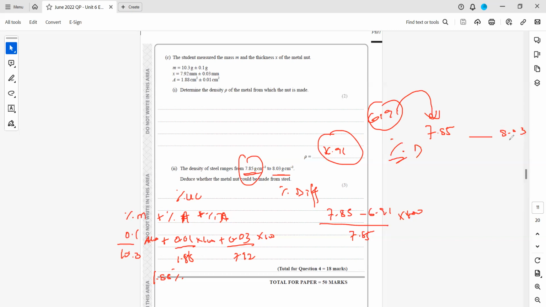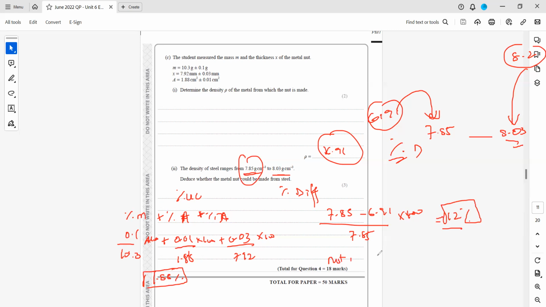It's obvious that if I calculate for 8.03, it will be higher. But what if this answer was, say, 8.2? Then I'll calculate the percentage difference with the higher range value, because we calculate the percentage difference from the closer value. So the percentage difference here will be 12%, but the percentage uncertainty is 1.88%. So the percentage difference is greater than the percentage uncertainty, which means it is not made of steel.